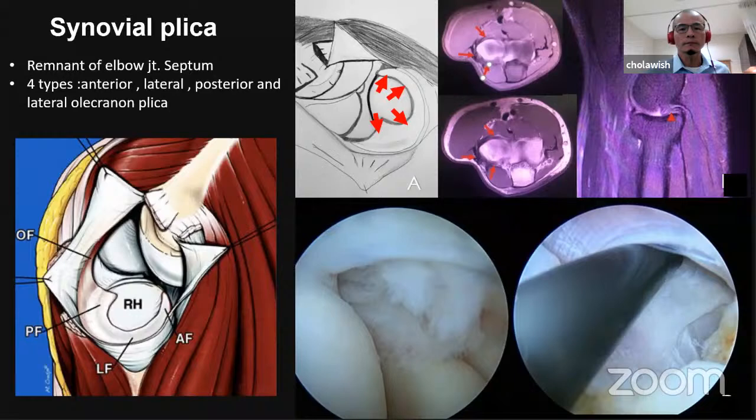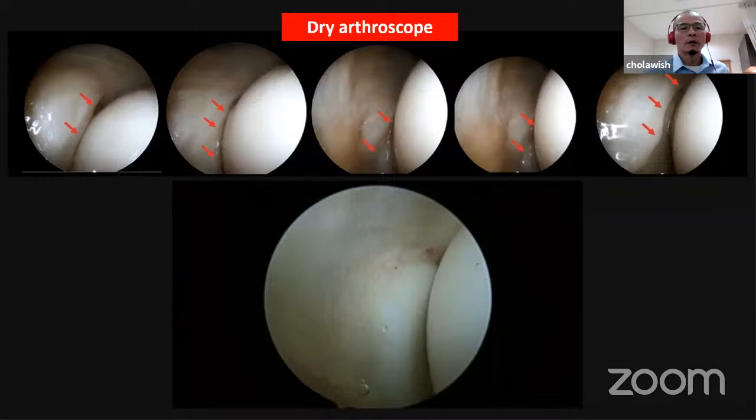This is a arthroscope view. We start from extension and go to flexion. You can see the soft tissue go in; the red arrow indicates the edge of the synovial fringe. It can impinge in the lateral capitellar joint. If this edge of synovial tissue is thick enough, sometimes it can rub on the radial head and make a snapping sound in the elbow.